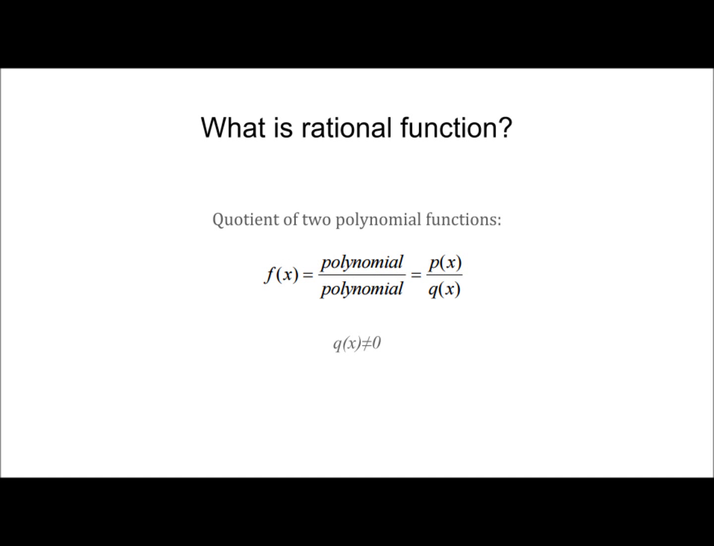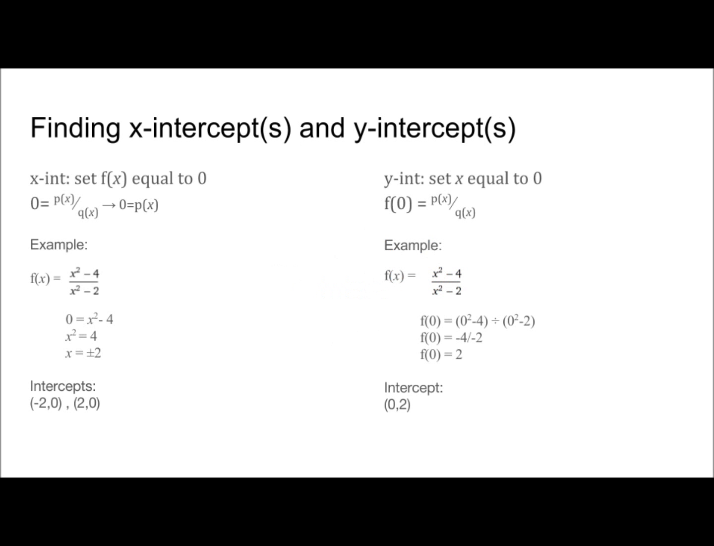Rational functions. What is a rational function? A rational function is the quotient of two polynomials. Today, we're going to use and find the properties of rational functions to graph it. In order to graph a rational function, you must find its x-intercepts and y-intercepts.